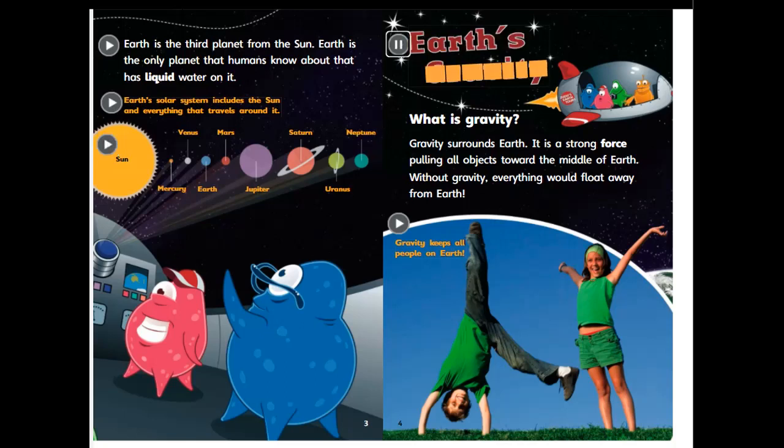Earth's gravity. What is gravity? Gravity surrounds Earth. It is a strong force pulling all objects toward the middle of Earth. Without gravity, everything would float away from Earth. Gravity keeps all people on Earth.